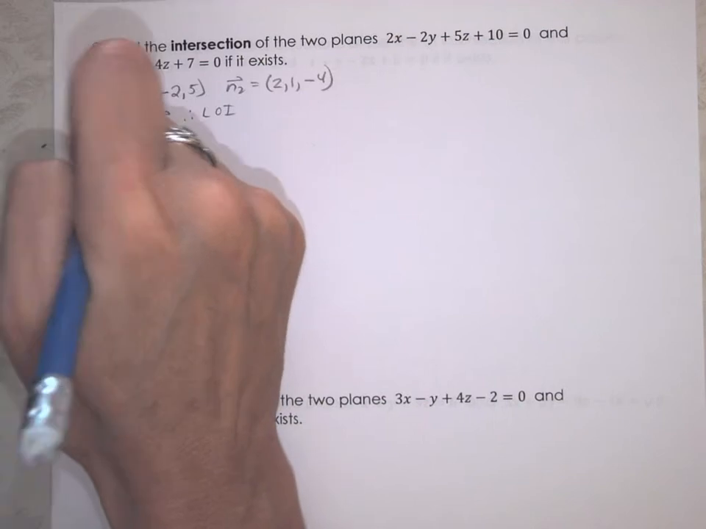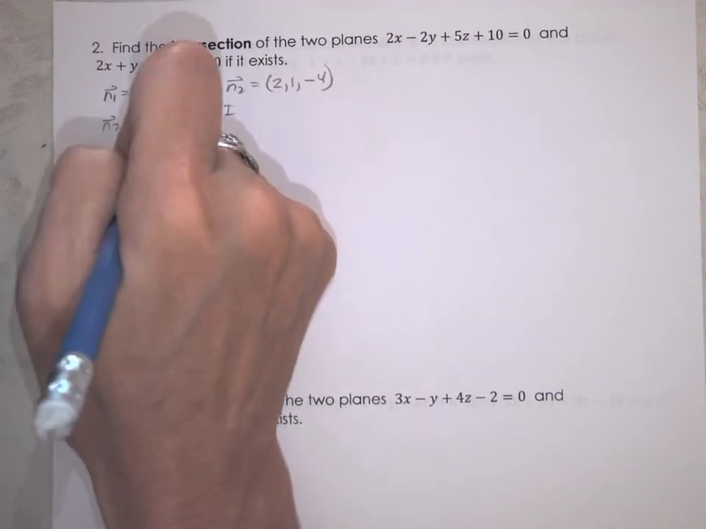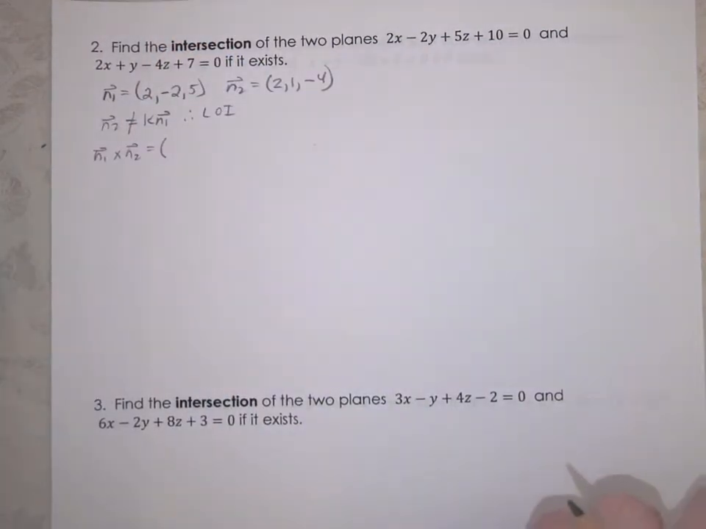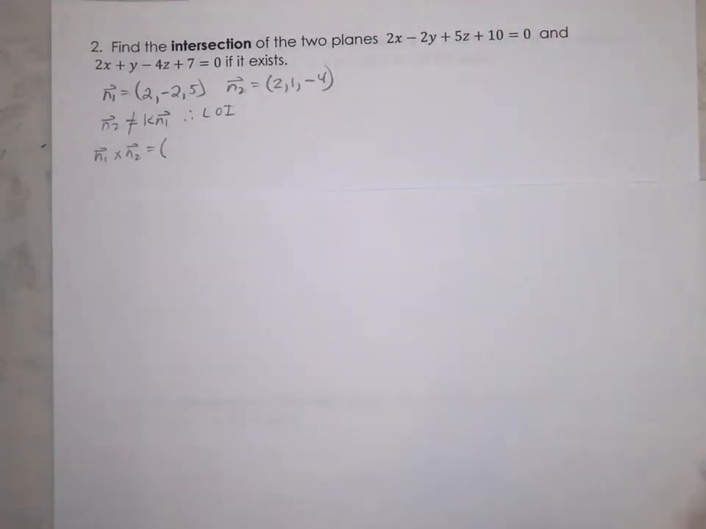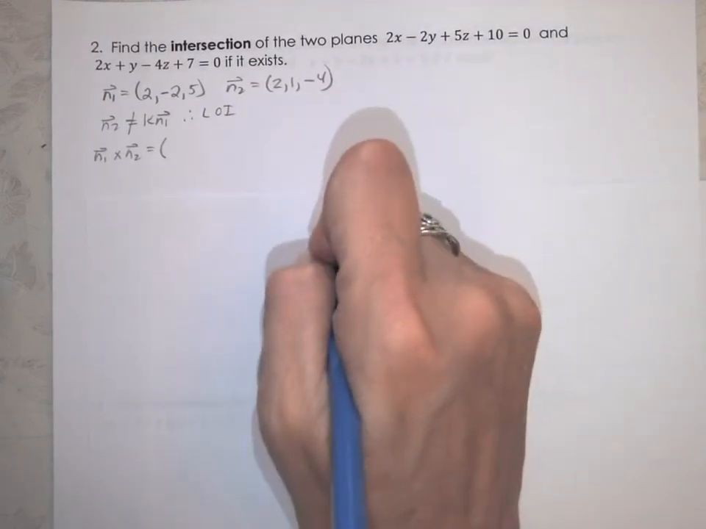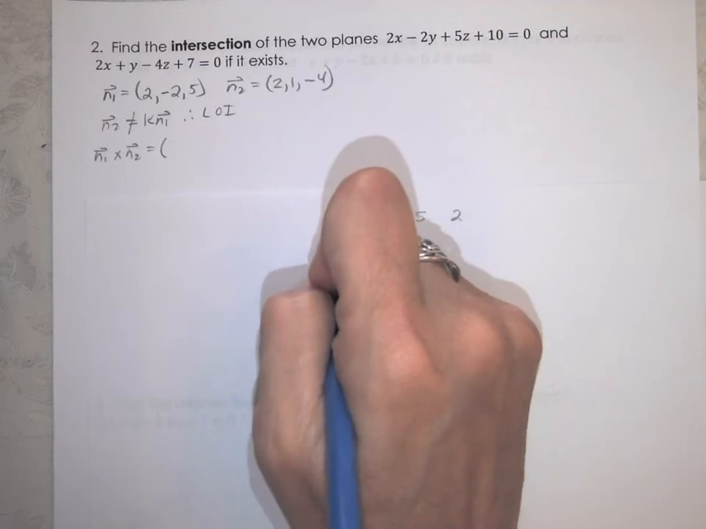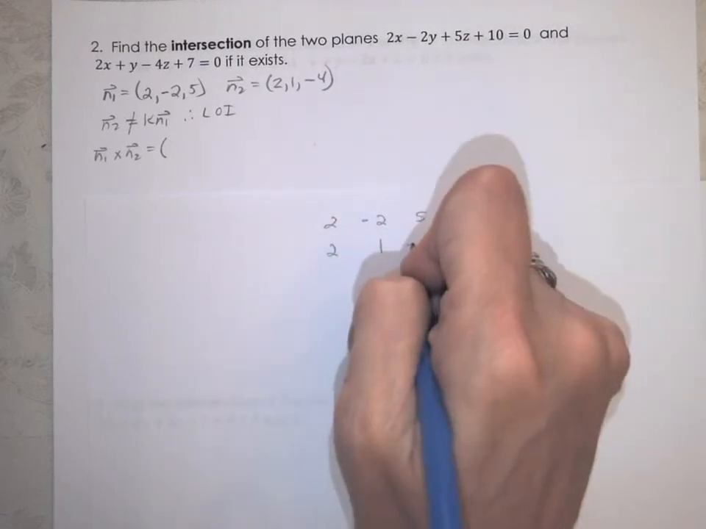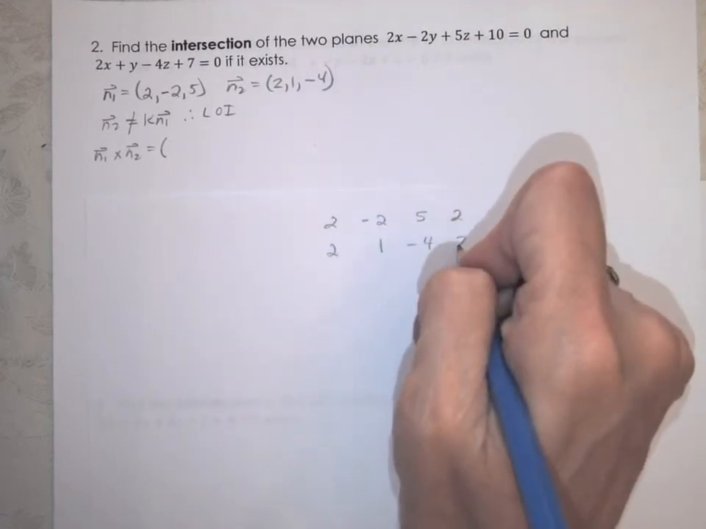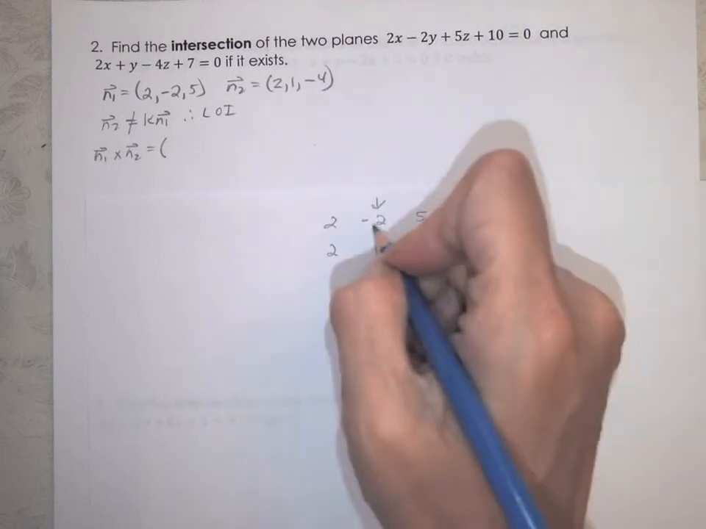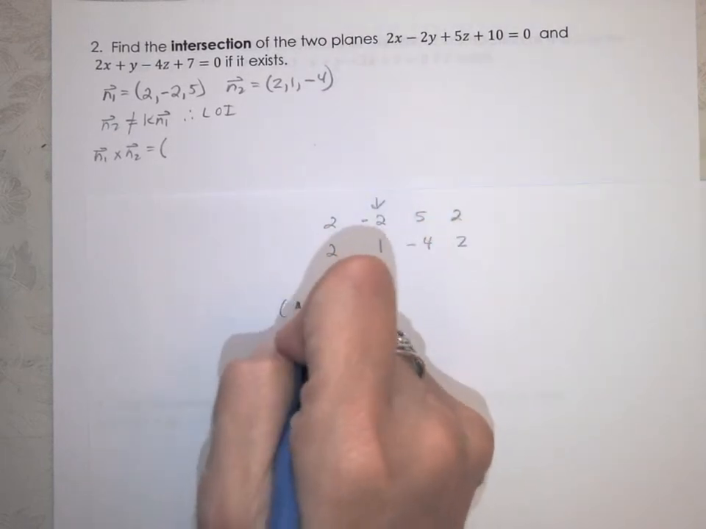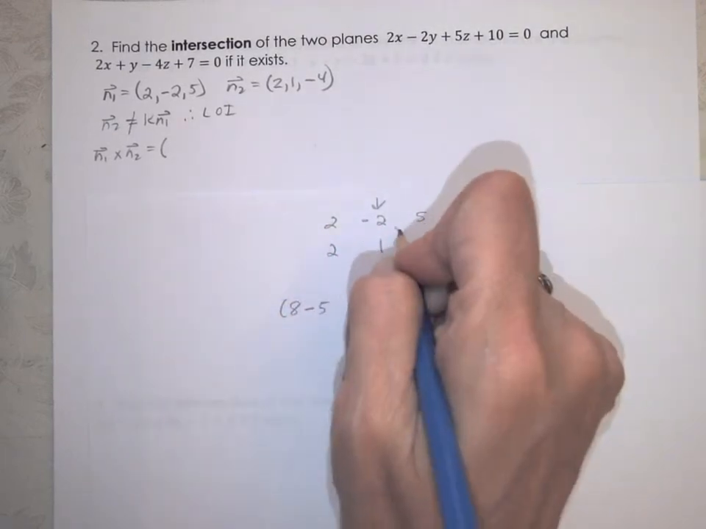So immediately, I'm going to find the cross product of the normals because that's going to give me the direction vector. So I'm going to do that on scrap paper so I don't run out of room here. So 2, -2, 5, repeat the 2, 2, 1, -4, repeat the 2. Start here. So that's going to be 8 minus 5.